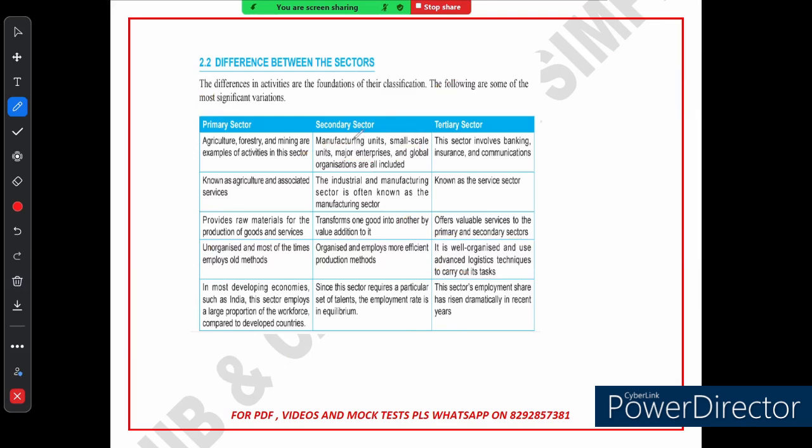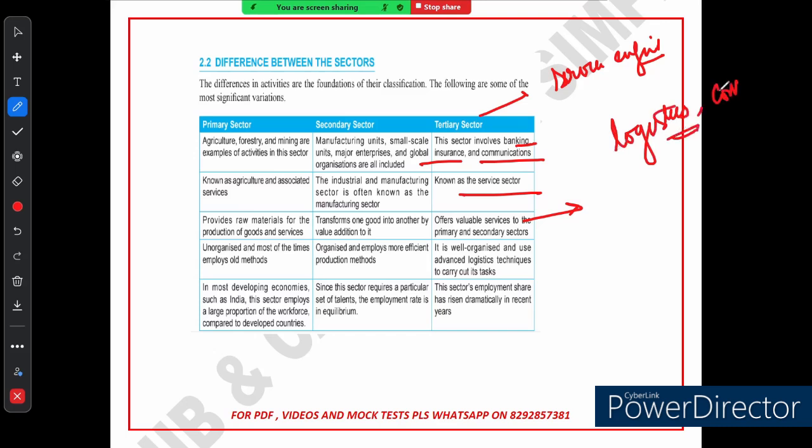Now let's talk about the tertiary sector, which is called the service engine. The tertiary sector involves activities like banking, insurance, and communications. It does not produce goods, but it provides services that are crucial for the functioning of the economy. It is also referred to as the service sector. As for its function, this sector provides essential services to both the primary and secondary sectors, supporting them with logistics, communication, and financial services.